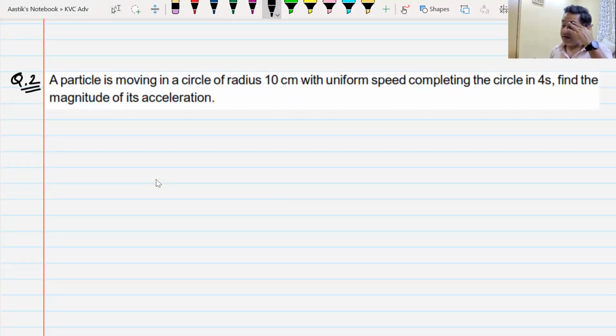Question number 2. A particle is moving in a circle of radius 10 centimeters with uniform speed. Now, whenever we say the speed is uniform, what type of motion does it become? Moving in a circle with uniform speed, what type of motion? Uniform circular motion. Right, so this is uniform circular motion. Uniform speed, completing the circle in 4 seconds. Find the magnitude of its acceleration.